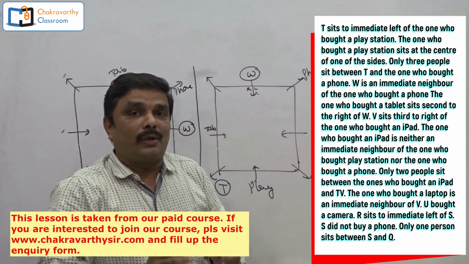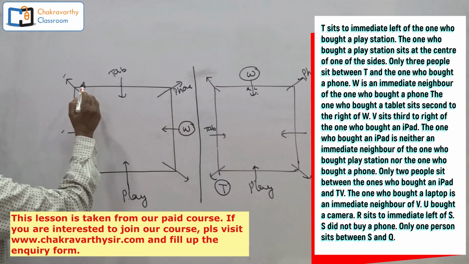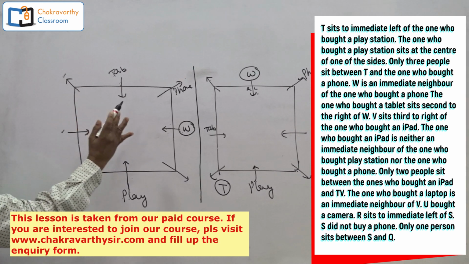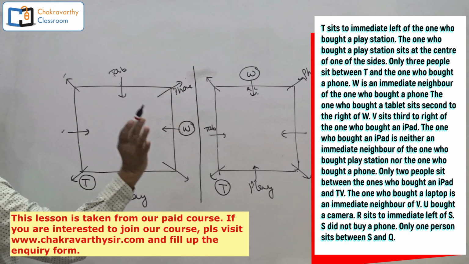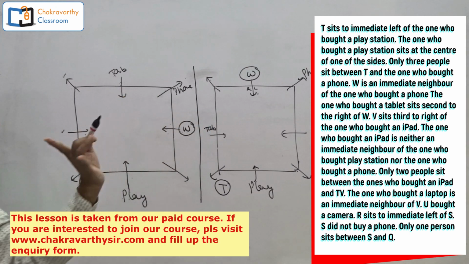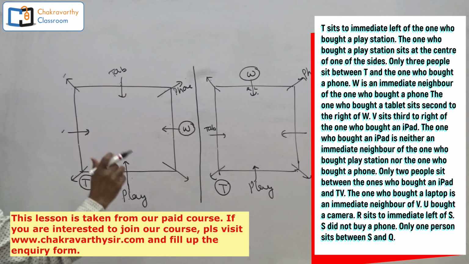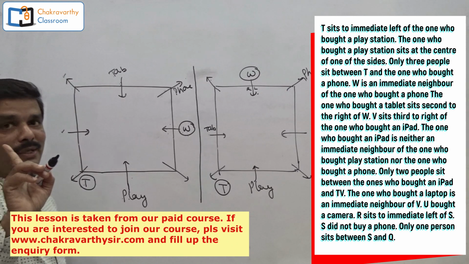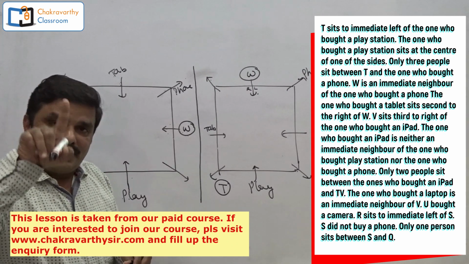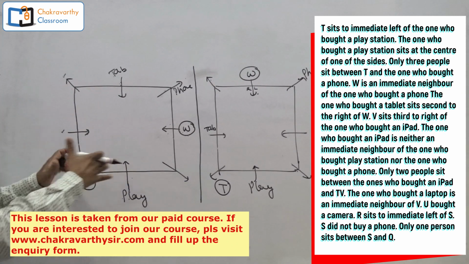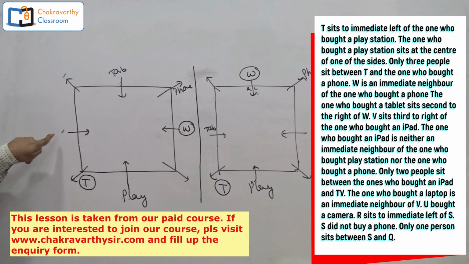What is that condition? V sits third to the right of the person who bought iPad. Then where shall I keep the iPad person? Here or here? Just check for the possibility here. Suppose I keep the iPad person here on the right side: first, second, third. No, I cannot keep V here because it is already occupied by W according to this one. So this place is left out. Now how you have to think, students: if I am able to keep the iPad person here with reference to V's place also, this arrangement will be there for the further process. Otherwise, I must eliminate this one here itself.